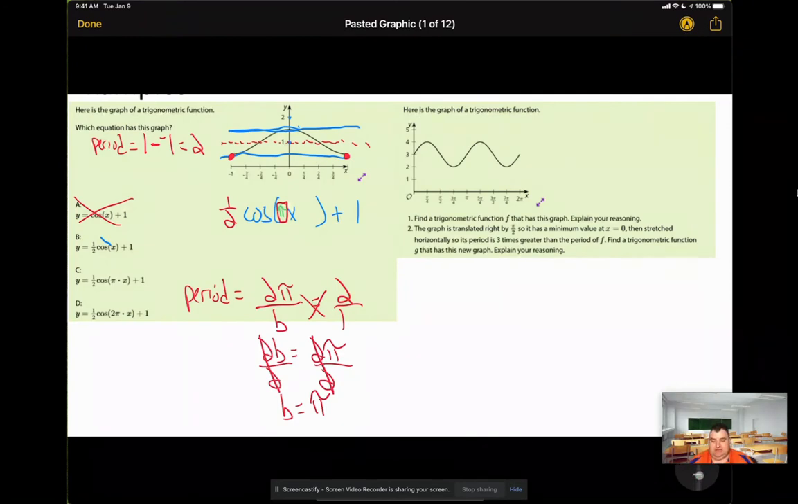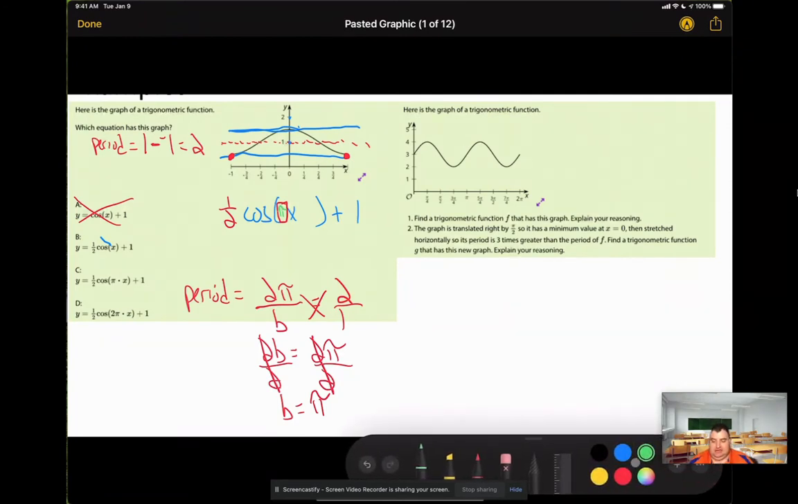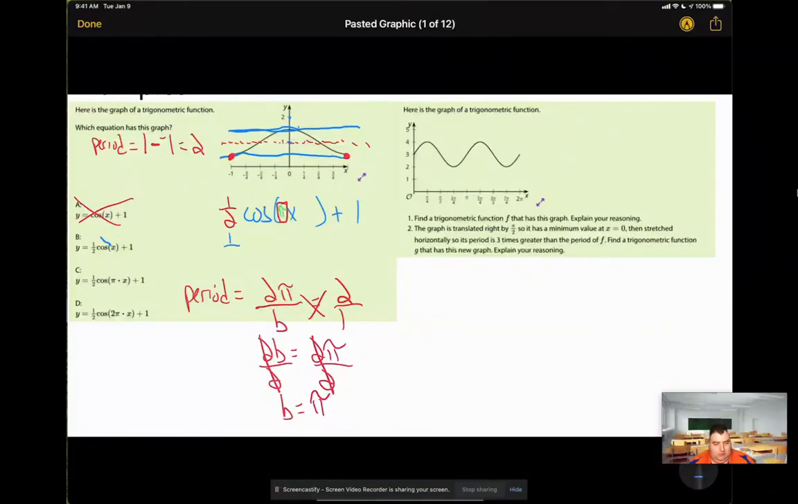If I put that together, I end up with an equation of 1/2 times cosine of pi x plus 1. And what matches up with that? It looks like choice C. So choice C is the answer to this first question. Okay, let's take a look at the second question.